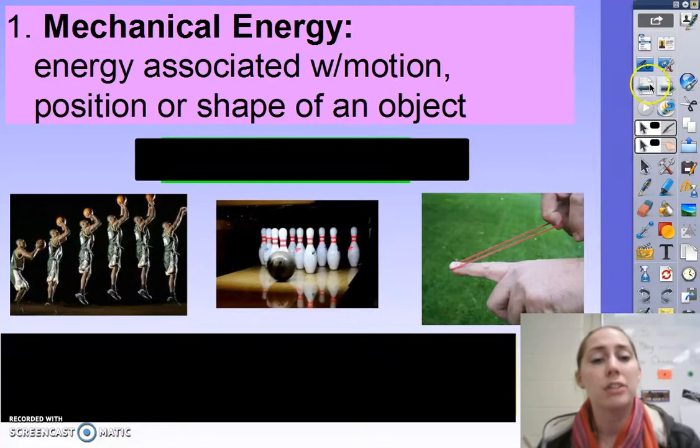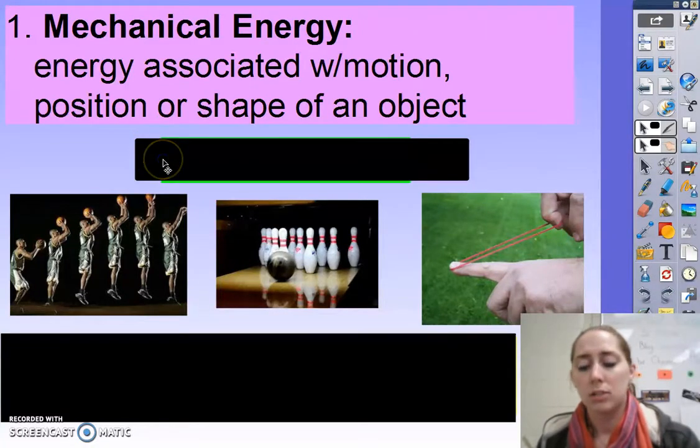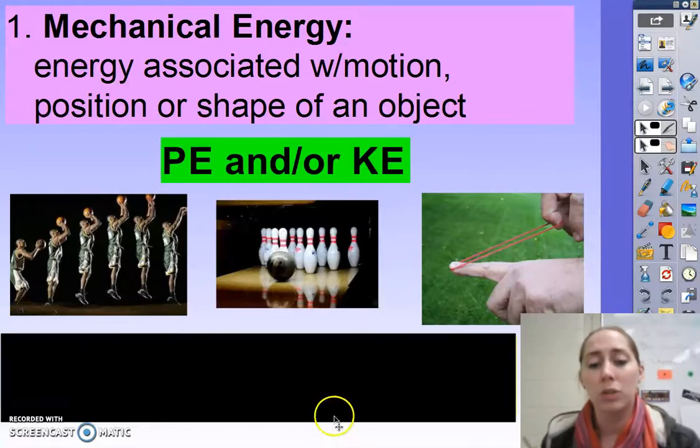So mechanical energy is the energy associated with motion, position, or shape of an object. So the position relative to like gravity, its shape, a rubber band being stretched or relaxed, and its motion. Is it moving? So mechanical energy can be both potential and or kinetic. Some objects will have both, some objects will only have one or the other.